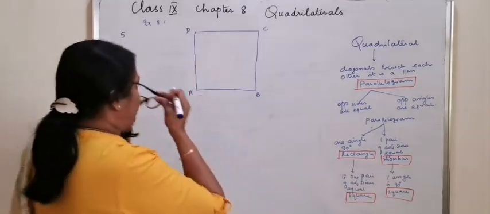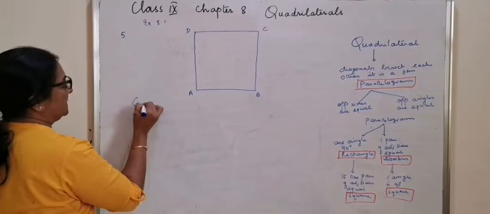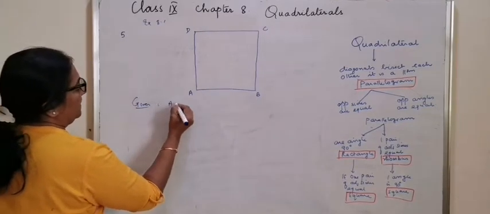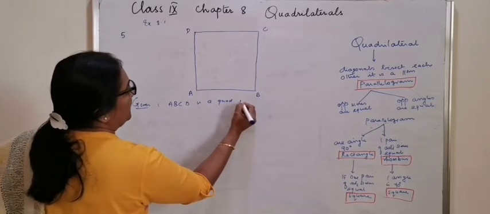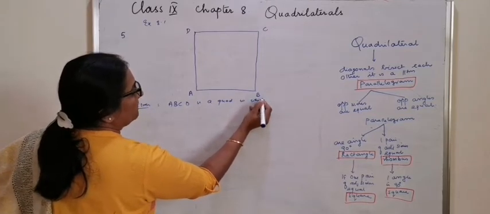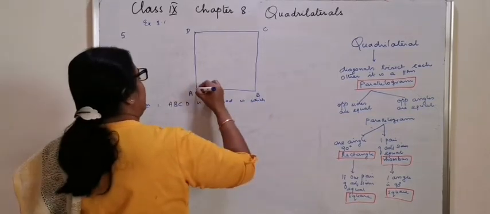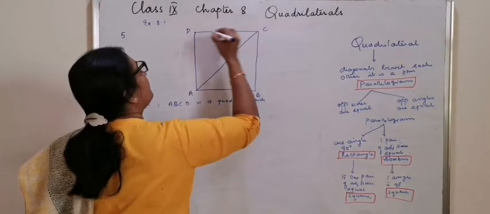So, what are the given conditions here? Given: ABCD is a quadrilateral in which the diagonals are equal.